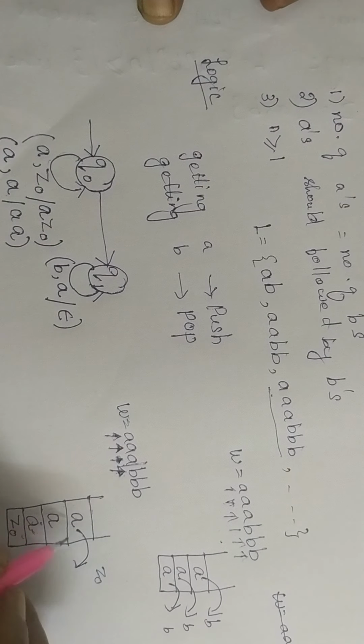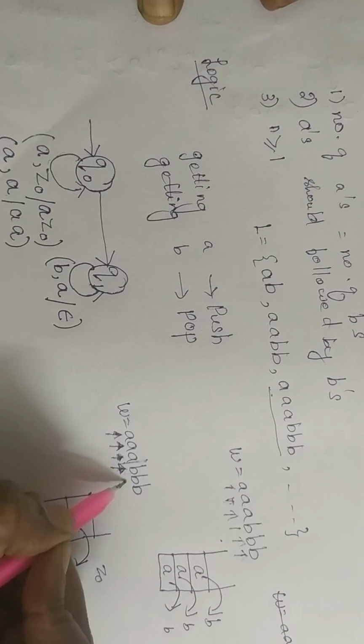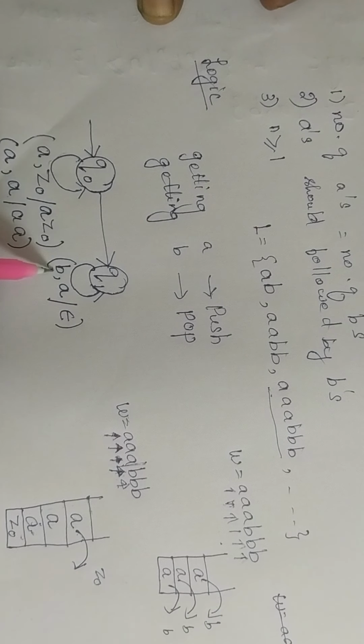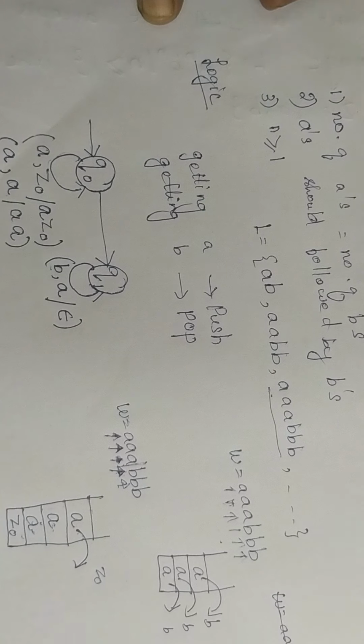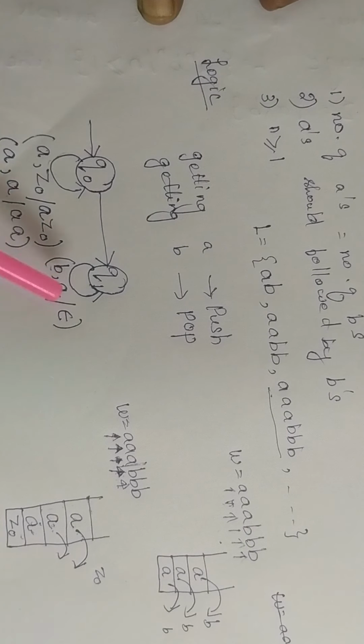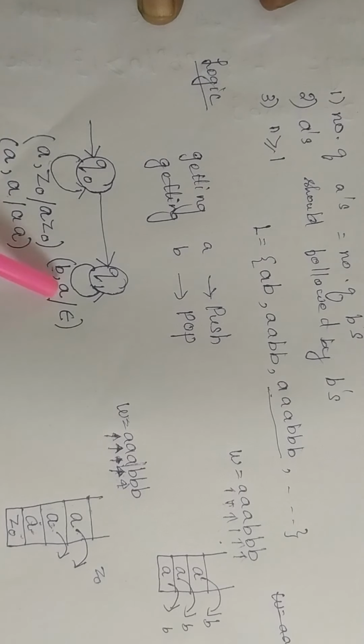Okay, now while we are reading B, we are popping one A, and then for the next B also, same logic. We are going to read the input symbol B, and what is in the top of the stack? A is in the top of the stack, so we are popping it. Okay, and for that no need to write the transition again, because it is the same transition only.